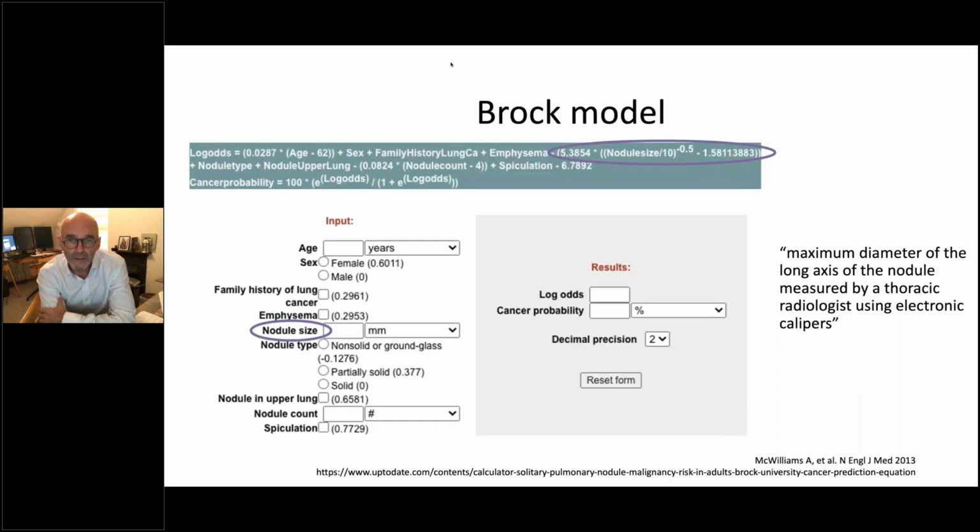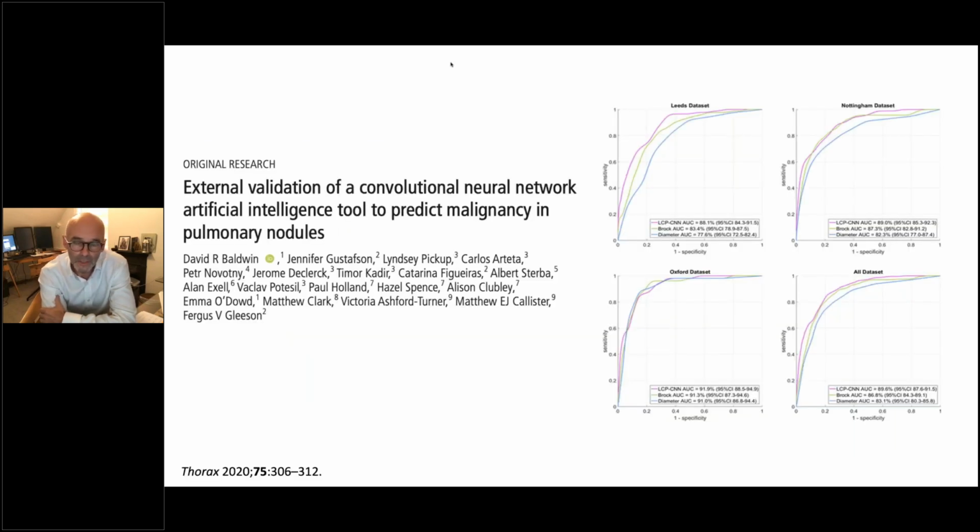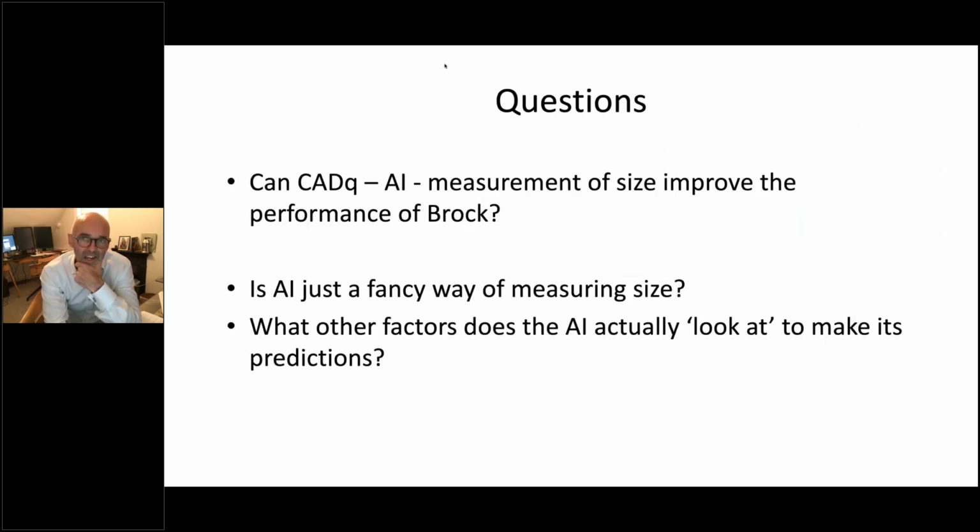And it's downloadable, it's an app, it's on the web. You put all that detail in, it gives you a percentage likelihood of malignancy. And at the moment, the diagnostic algorithms are tested against the Brock model to see if they are better at selecting patient pathways. But actually, is the algorithm just a smart way of measuring how big the nodule is? Or does it do something else?